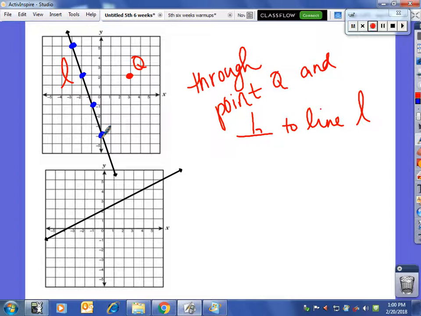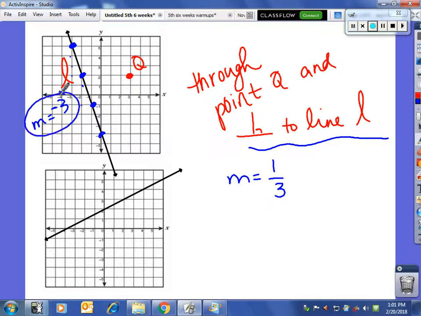If you want to be perpendicular to line L, then you must know what line L's slope is. What is the slope of line L? Down 1, 2, 3, and over 1. So this line has a slope of negative 3. So what slope do I have to use? Positive 1/3. That's my slope to use, and I got it from the picture. I counted out what this slope was, flipped it and changed the sign.